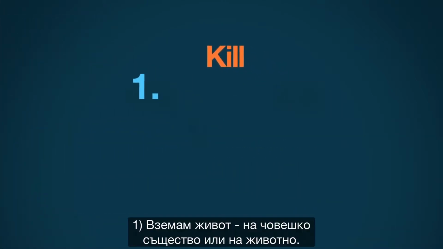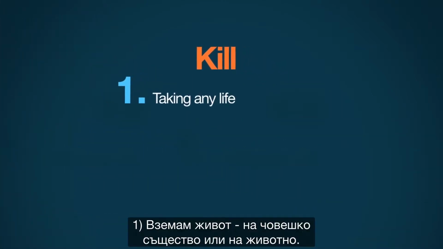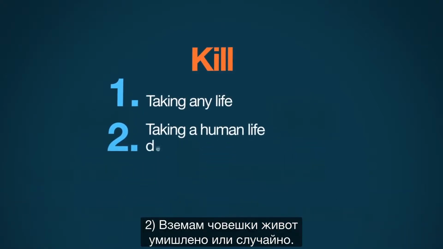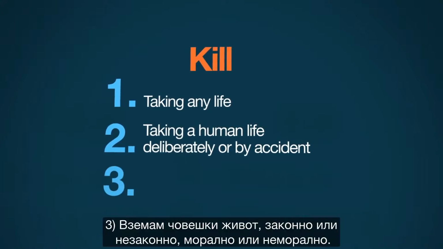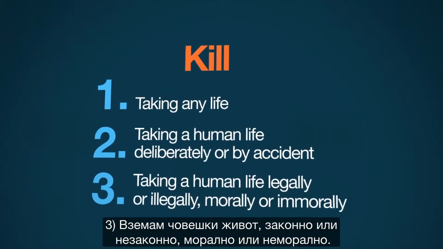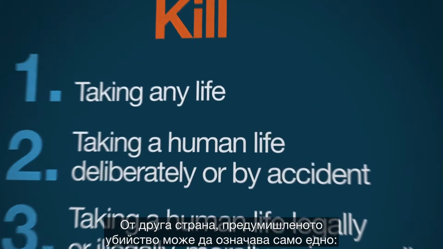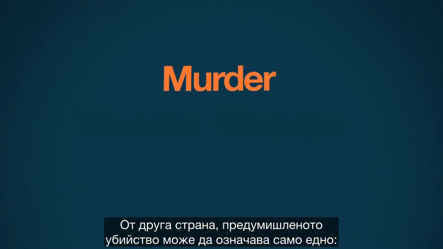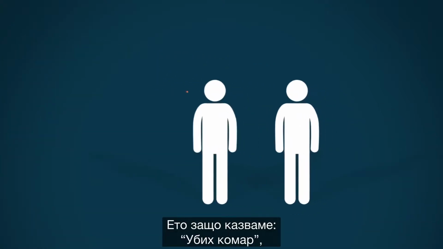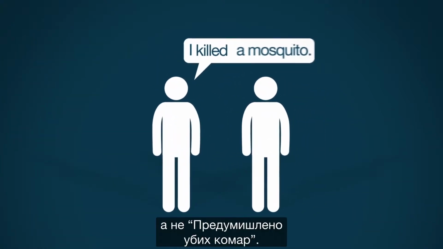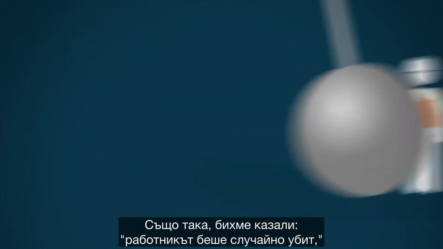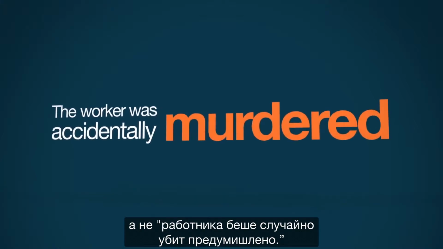Kill means, 1, taking any life, whether of a human being or an animal. 2, taking a human life, deliberately or by accident. 3, taking a human life, legally or illegally, morally or immorally. On the other hand, murder can only mean one thing: the illegal or immoral taking of a human life. That's why we say, "I killed a mosquito," not "I murdered a mosquito." And that's why we would say the worker was accidentally killed, not the worker was accidentally murdered.